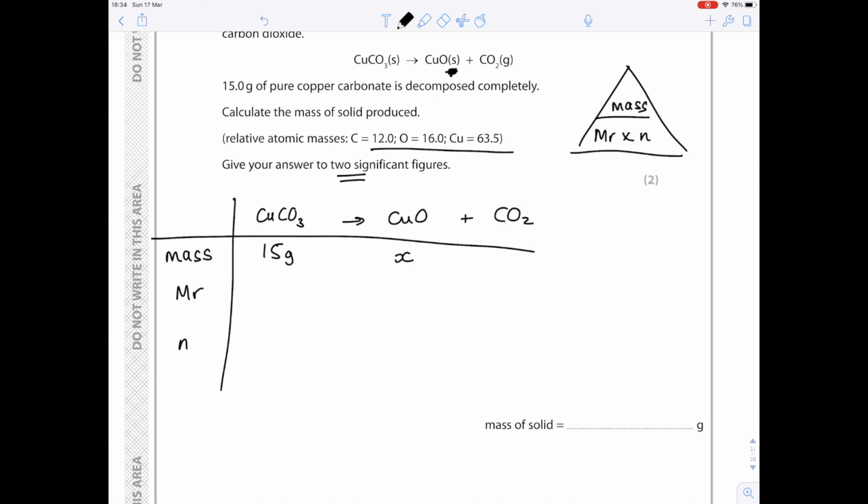So that gives you an MR of 123.5. Let's do the same now for copper oxide. So that's just 63.5 plus 16, which is 79.5.